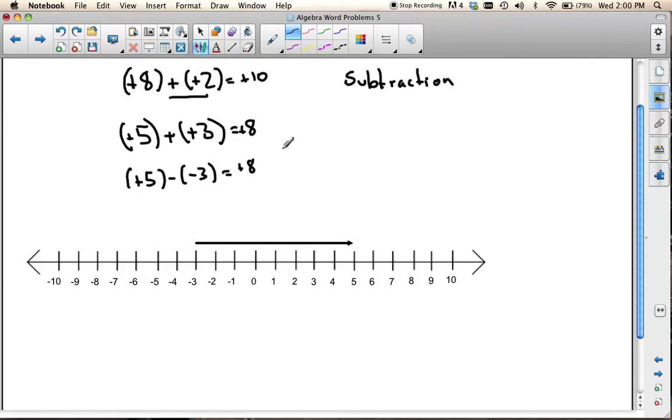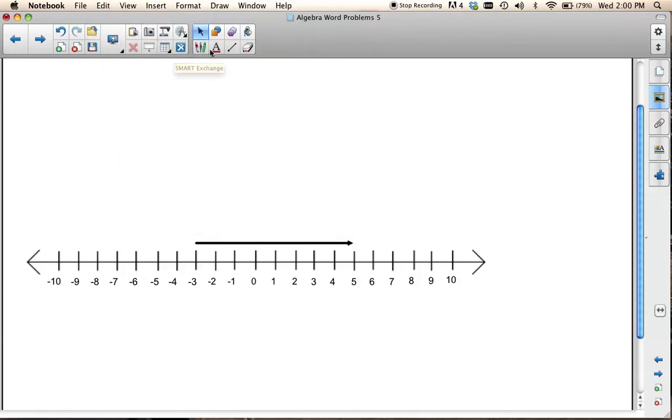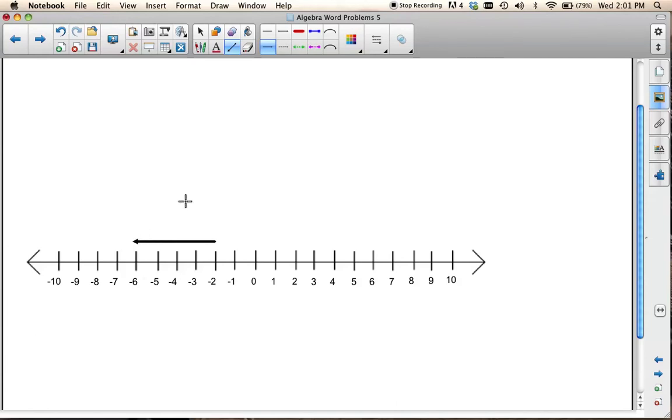So I hope this is helping you guys figure out the whole issue with number lines. So subtraction is pretty straightforward. Okay, so we'll do another example. So we're reading from the page. So let's say our arrow was negative 2 to negative 6.